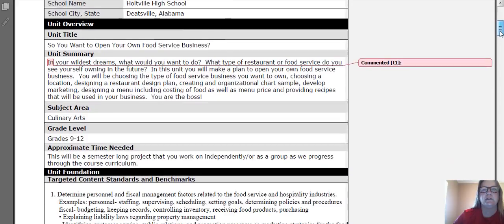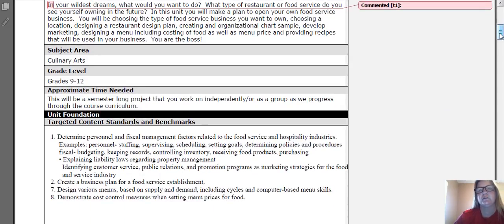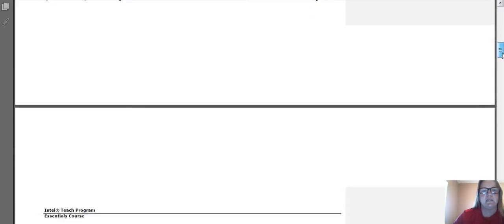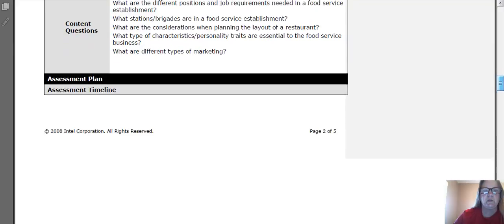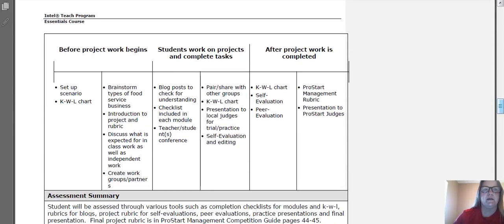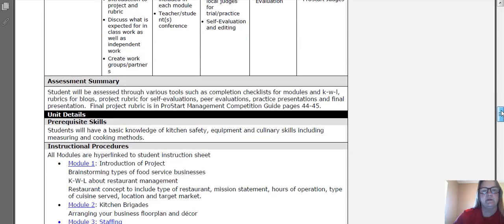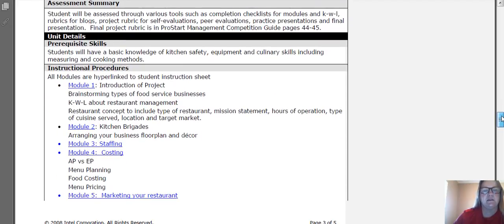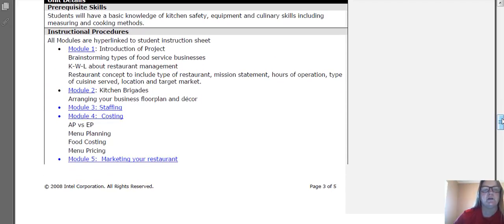Throughout the class, we took different sections of what a good learning module would look like and created part of that, and we built on that throughout the semester. What we ended up with was this unit plan that looks at what students know beforehand and where they need to go, developing the assessments, and then the actual instructional procedures and creating those modules. All those modules were created for my students and all the different critical aspects of their food service business.